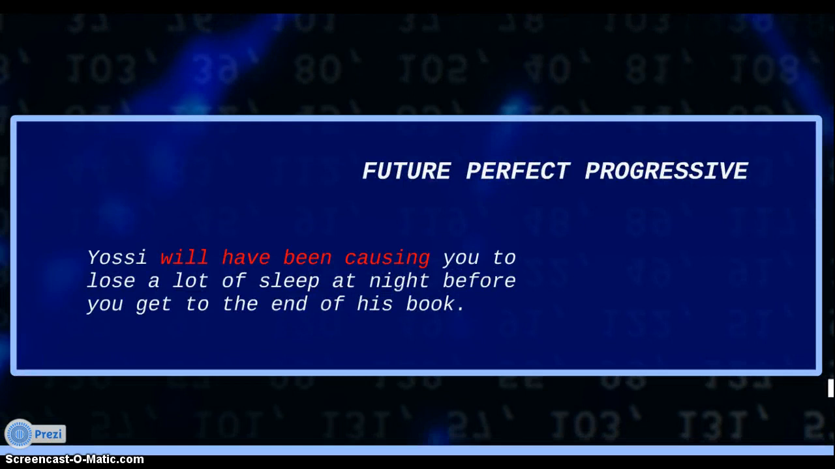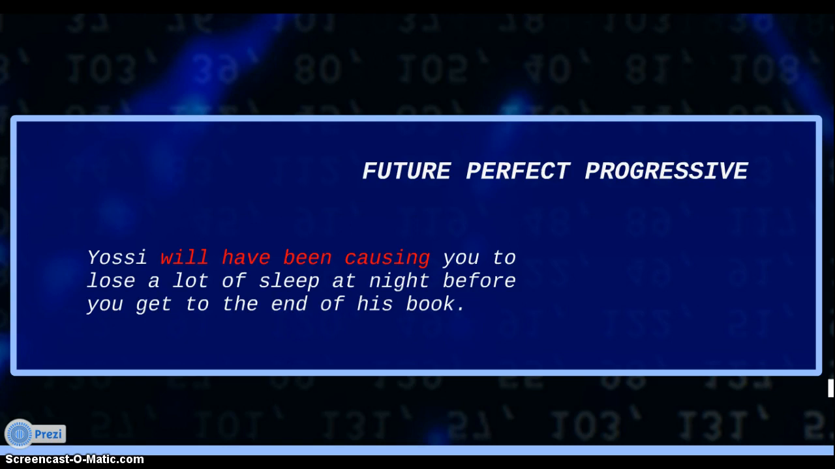And finally, we have future perfect progressive. This has a lot of verbs. Still going to end with a present participle that ends in ing. But we have three helping verbs in front of this. Will, have, been. This is a long verb form. Yossi will have been causing you to lose a lot of sleep at night before you get to the end of his book. Future perfect progressive is going to be the longest verb form that you can use.